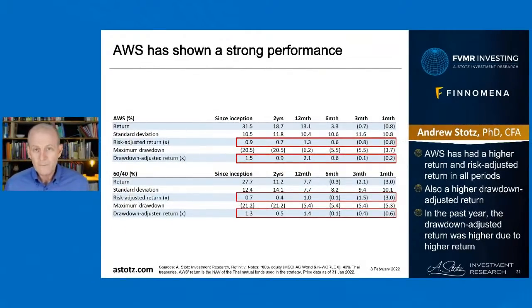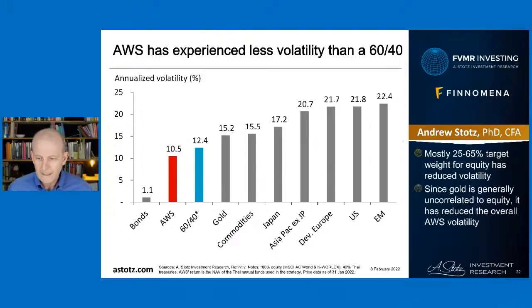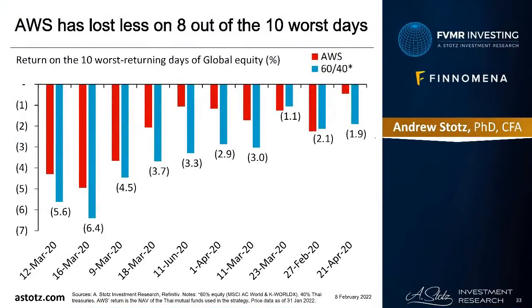Well, part of it is that we never want to go to zero in some of those asset classes, because gold and bonds are very good protectors when we have downside. So here we can see that AWS has experienced less volatility than the typical stock market, let's say. And here we can see that AWS has lost less on 8 out of 10 of the worst days. So what does this mean?